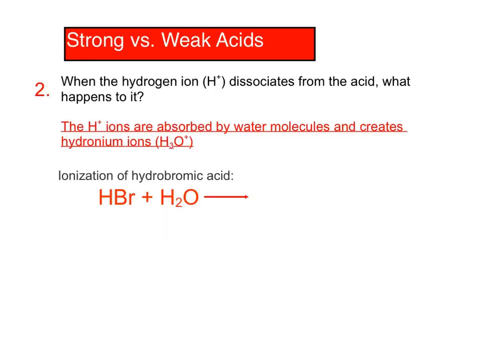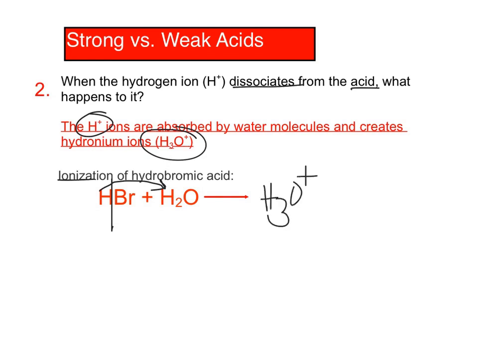Let's first talk a little more about the word dissociate or ionize. When a hydrogen ion breaks apart from the acid, dissociates, what happens to it? The hydrogen gets absorbed by water, making a hydronium ion. For example, when hydrobromic acid is placed in water, this hydrogen is going to break off, ionize, and then get absorbed by the H2O. Your resulting products would be a hydronium ion and a bromide ion. This is making the solution acidic.